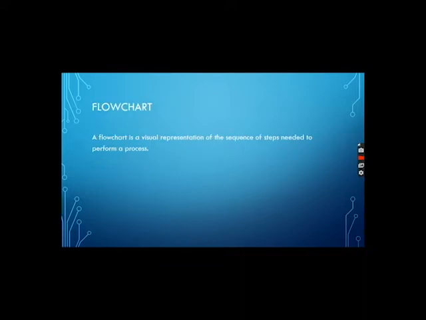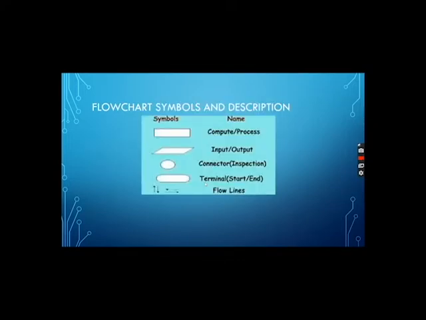Flowchart. One of the tools that programmers use before they start coding is the flowchart. A flowchart is a visual representation of the sequence of steps needed to perform a process. Each step in the sequence is noted within a flowchart symbol, and these are connected using directional arrows. Here are some flowchart symbols and their descriptions.